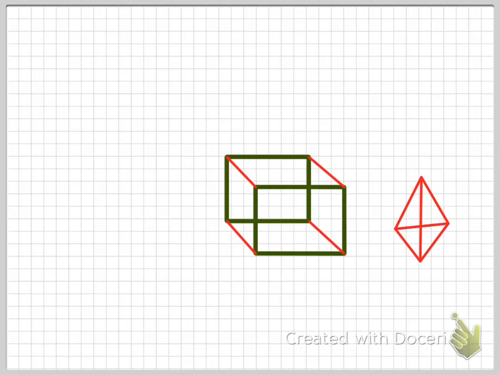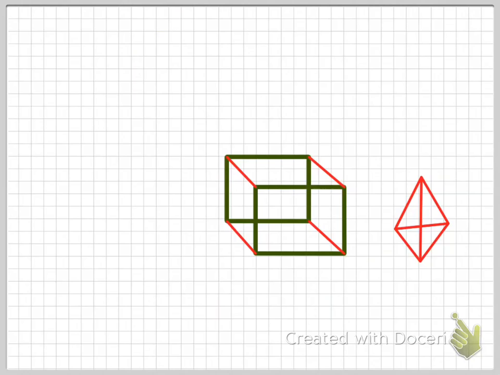If you tell me that this guy right here is a pyramid, I mark it wrong. What is that object? That is a triangular pyramid. Why is it a triangular pyramid? Because the base is a triangle. Does that make sense? Okay.